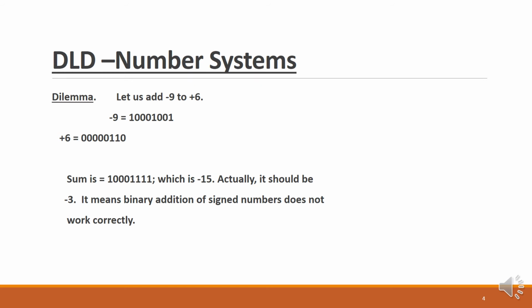Now what is the dilemma? Let's see the dilemma. Let's try to sum up minus 9 and plus 6. Minus 9 is 1 0 0 0 1 0 0 1 in 8-bit binary, and plus 6 is obviously first 0 and then 0 0 0 1 1 0.